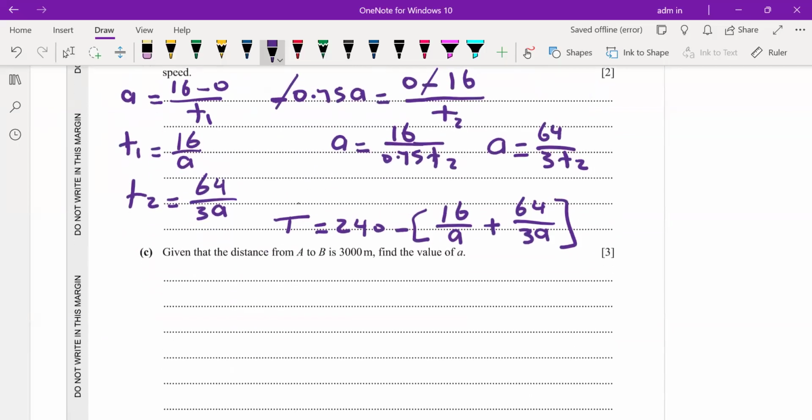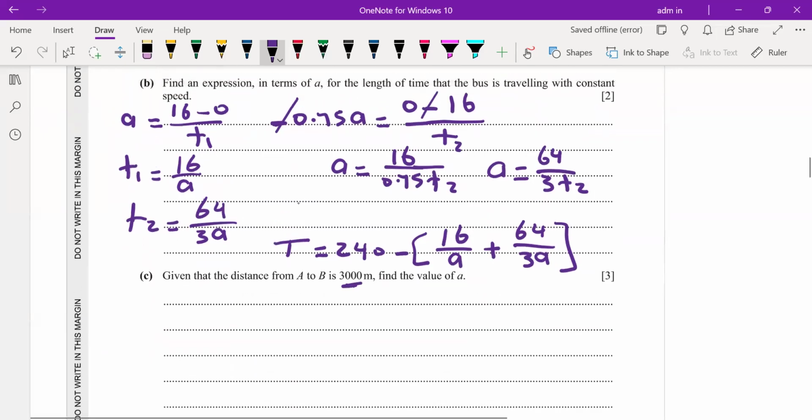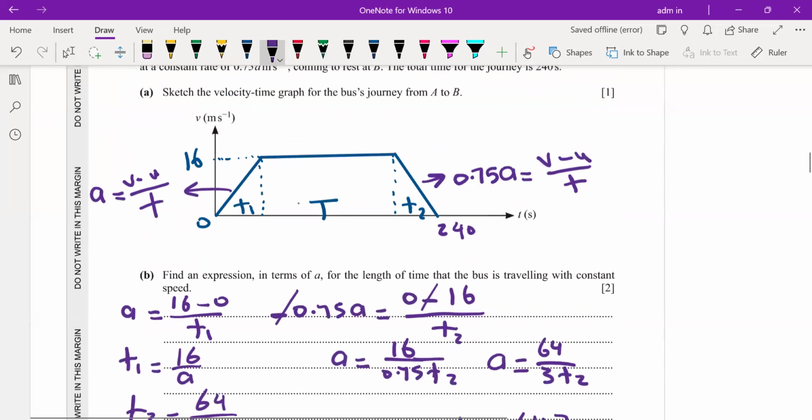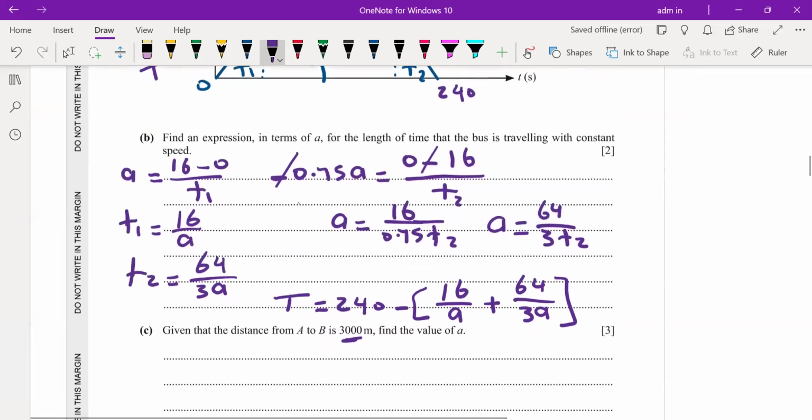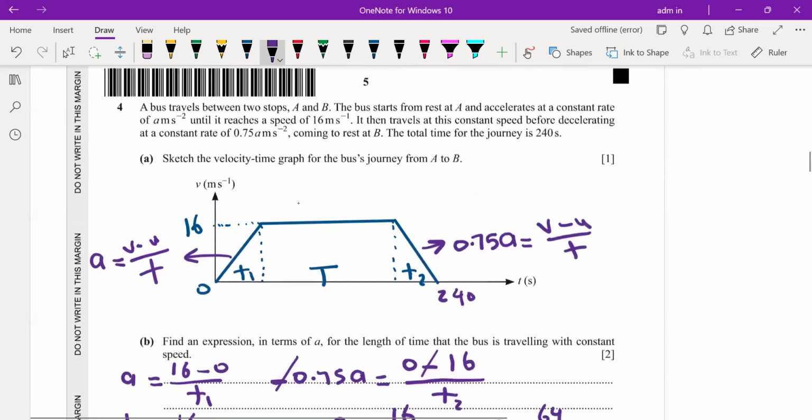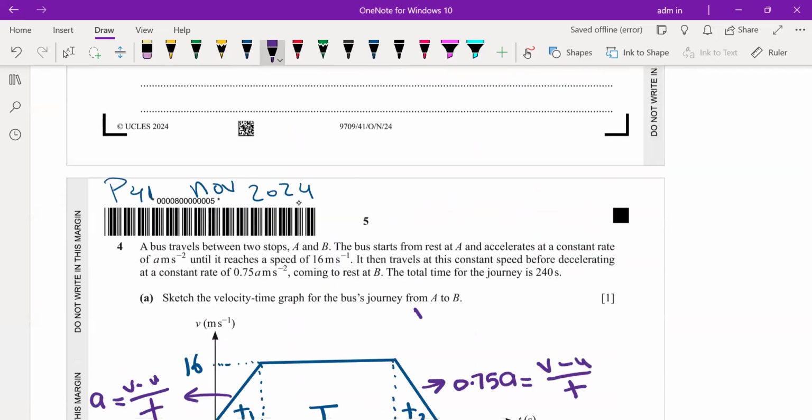Part C: given that the distance from A to B is 3,000 meters, find the value of A. The distance represents the area under the graph and the x-axis. So you can find the area of the trapezium. The area of the trapezium, 3000, is equal to half height times A plus B, where A and B are the parallel sides.